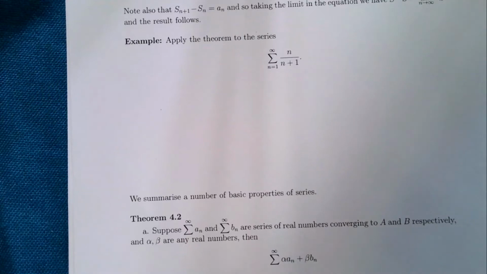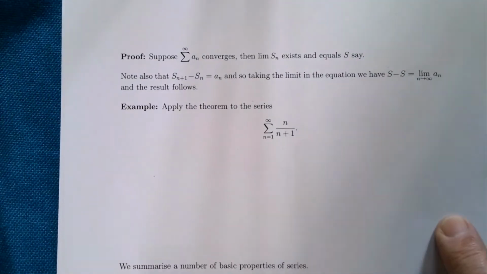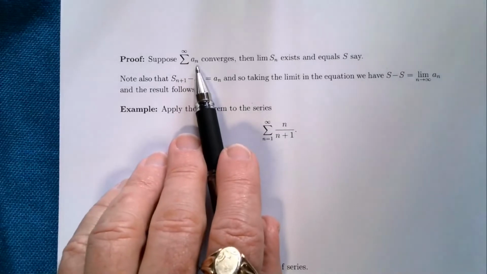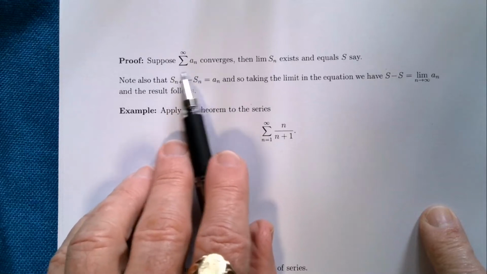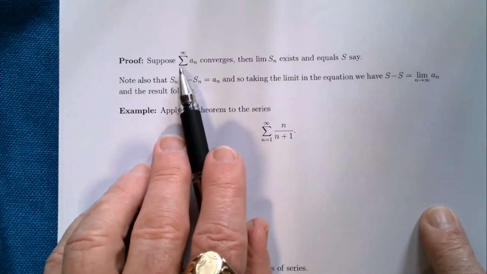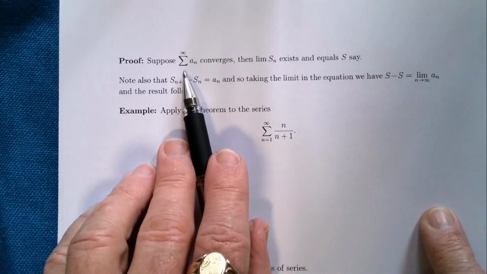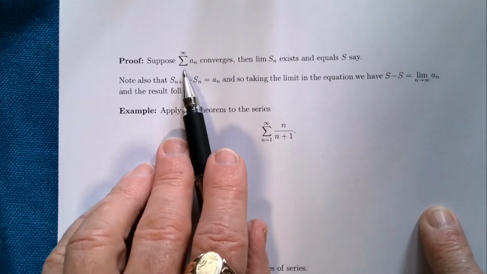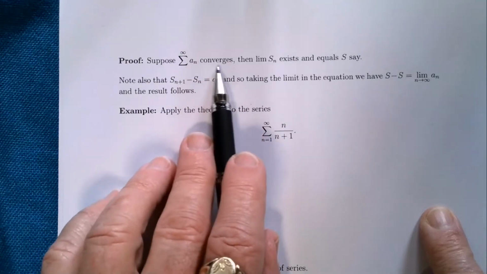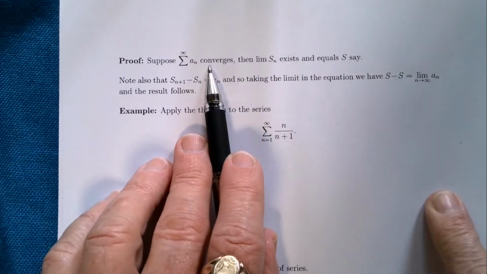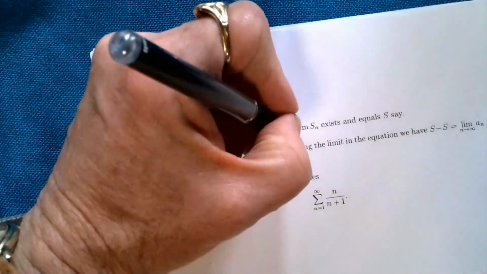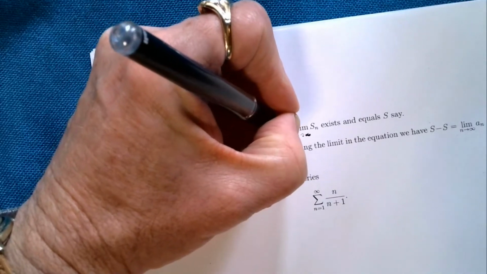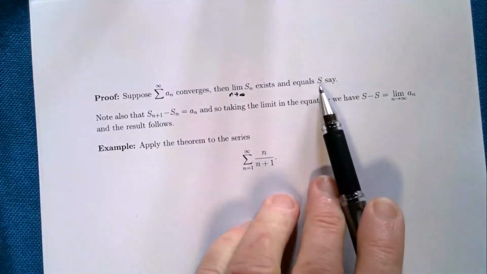It's actually quite easy to prove this result, so I've done a quick proof of this one here. Suppose this infinite series converges, and by the way, I'm not saying where it begins here. It doesn't matter whether this starts at n equals 1 or at n equals 1,000. It doesn't change whether the series converges or not. Then the limit as n goes to infinity of Sn exists and equals S, say.